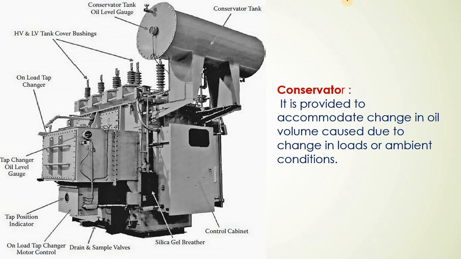So this is the outer view of the transformer. You can see here the conservator tank, then the conservator tank oil level gauge, HV and LV bushings. Then there is an on-load tap changer, and the tap changer oil level gauge is this one. The tap position indicator is this one, the on-load tap changer is this one, then the drain and sample valve, silica gel breather, and control cabinet are there. All these are transformer parts. Along with this there are many more parts in the transformer.